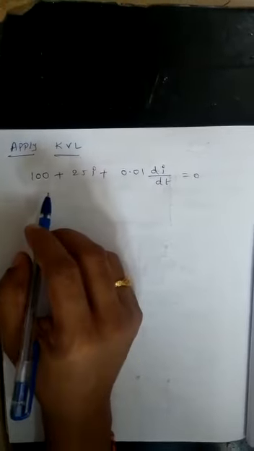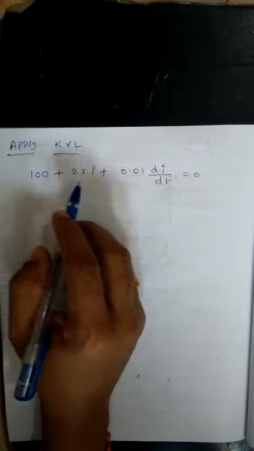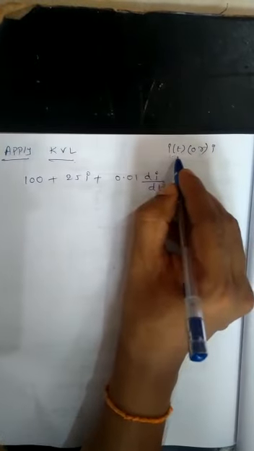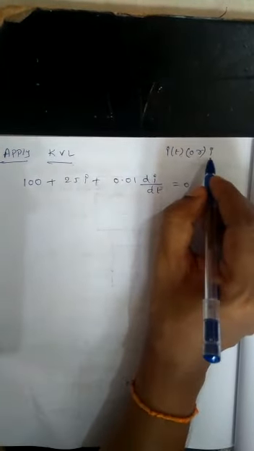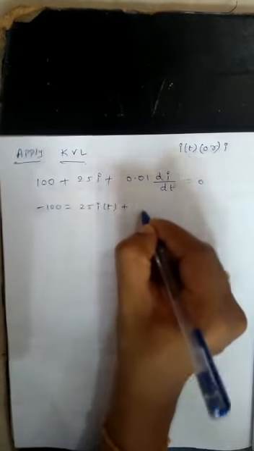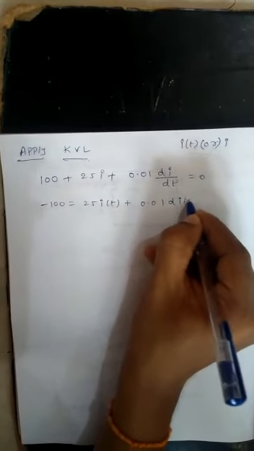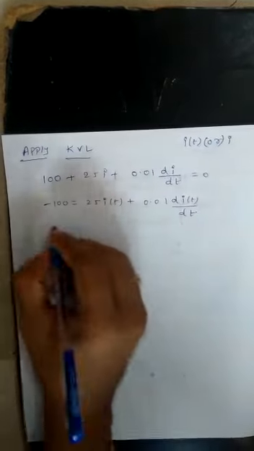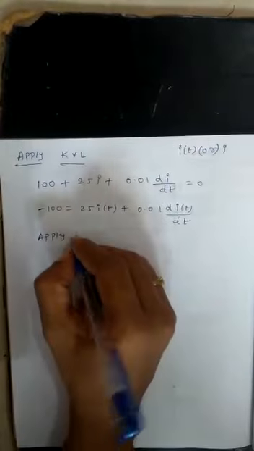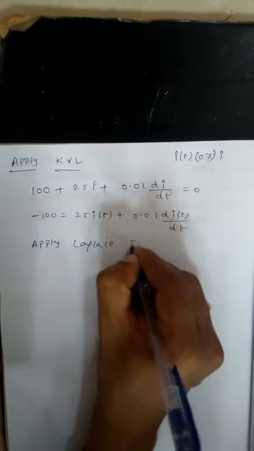Good. By applying the KVL, when the switch is in position number 2, this is the corresponding equation. Please don't get confused whether you use i of t or i. i of t is nothing but the time varying current, and if you represent it with small i, it denotes the same thing. So minus 100 equal to 25 i of t plus 0.01 di of t by dt. You know the initial current, and apply the Laplace transform.